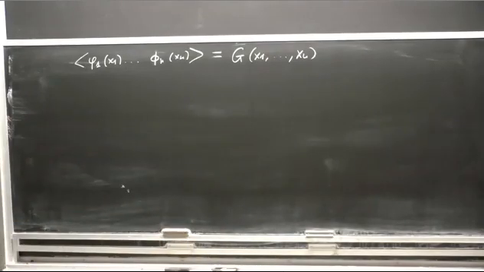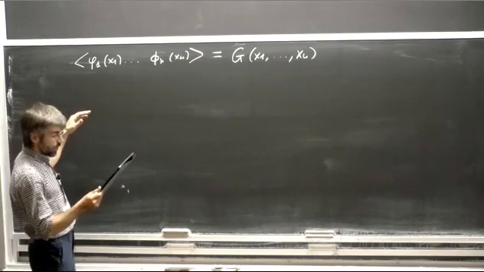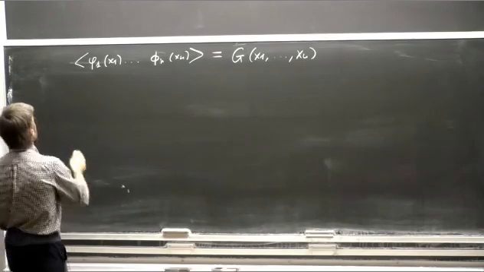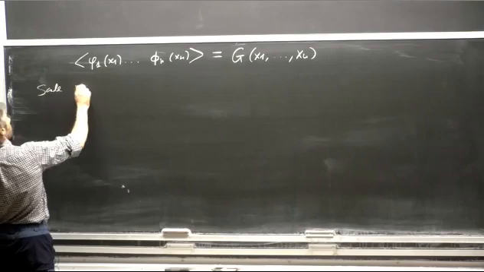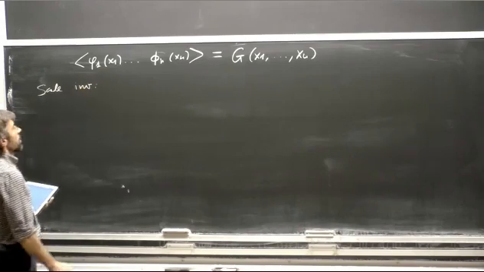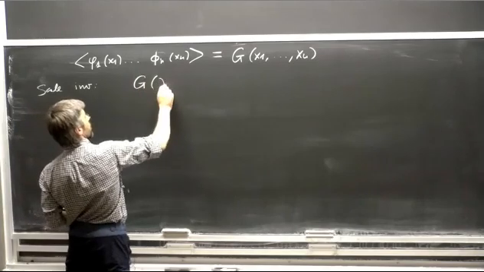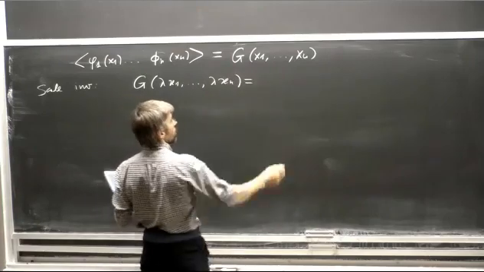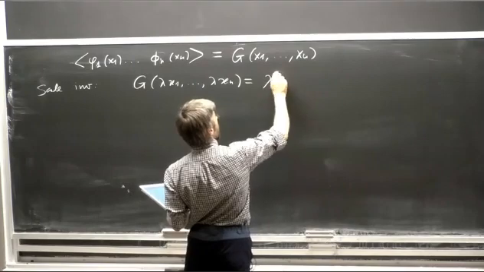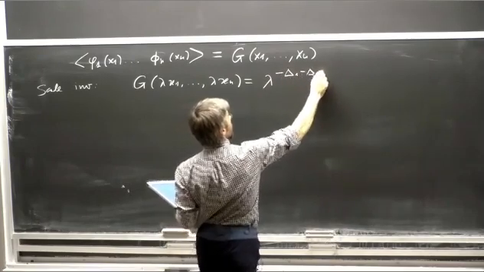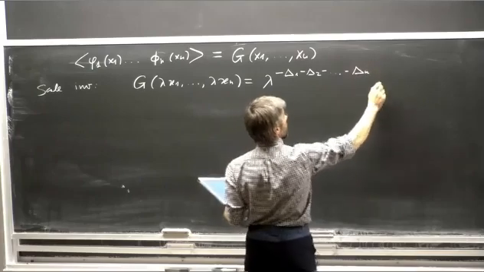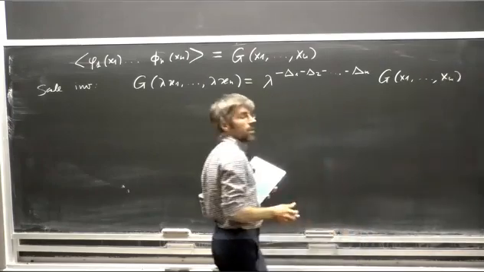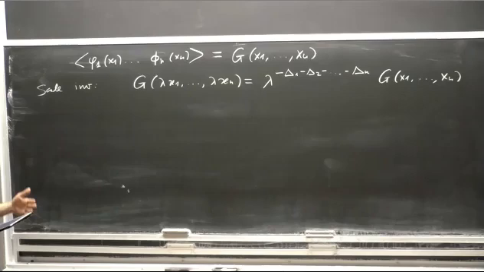So conformal invariance of this correlation function is going to be a generalization of scale invariance and of Poincaré invariance. For scale invariance of this correlation function, it just means that if you take g of lambda x1, ..., lambda xn, then this would be equal to lambda to the power minus delta 1 minus delta 2 ... minus delta n times g of x1, ..., xn. This is what we mean by scale invariance with scaling dimensions delta I.